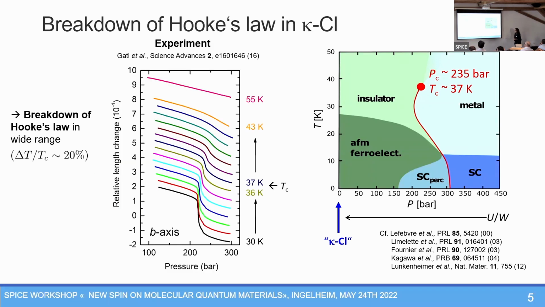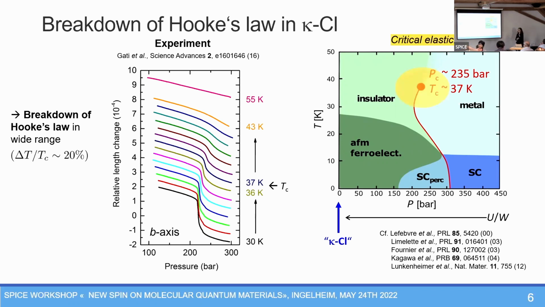And so I guess back then in 2016, using a very dedicated setup that allows us to measure thermal expansion as a function of hydrostatic pressure in Michael Lang's group, we did those experiments here on kappa chlorine, a material which now has been mentioned multiple times, and indeed found, so the critical endpoint, as I said, is located here at 37 Kelvin, and we found these very strongly non-linear strain-stress relationships up to at least a temperature of 43 Kelvin, so quite high. And if we convert that into a range of temperatures, then we can say that we found a breakdown of Hooke's law in a range of around 20% around the critical endpoint.